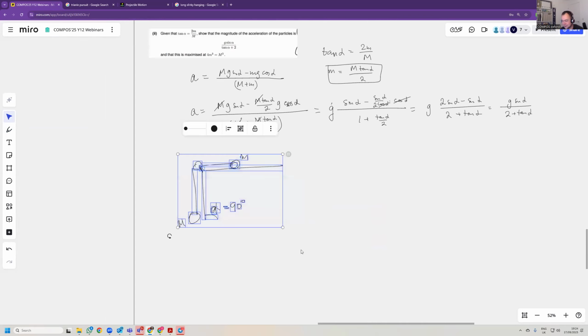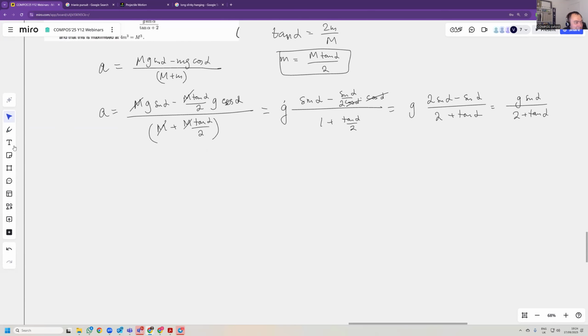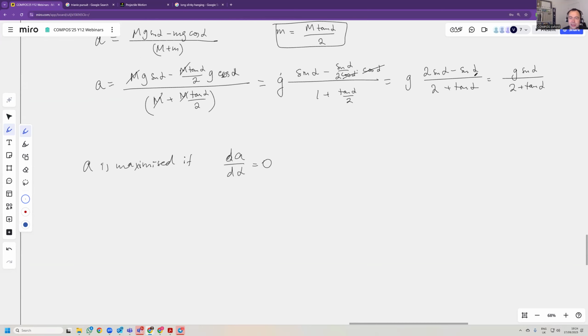Right, okay, so let's do some differentiation here. Maximum value. A is maximized if the derivative with respect to alpha is 0. That's how optimization works. When you differentiate with respect to alpha, and that's equal to 0, so we need to differentiate that. It's a little bit beyond the scope because we haven't done trig functions yet. So I'm just going to differentiate that. g sine alpha divided by 2 plus tan alpha.